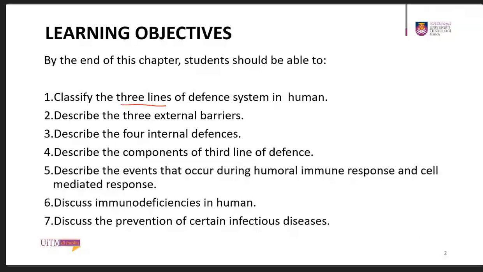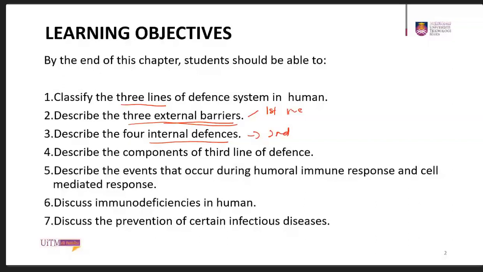And then describe the 3 external barriers. External barriers are the first line of defense. And then after the first line is the internal defense. Internal defense is the second line. If the pathogen manages to penetrate or breach the internal defense, then the pathogen will have to encounter the third line defense. So these are the 3 lines of defense of the body.